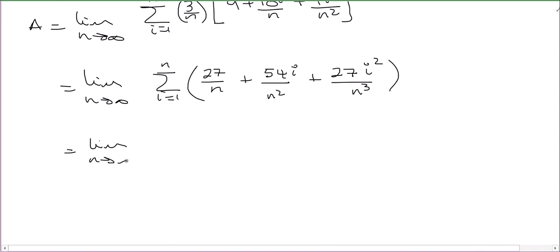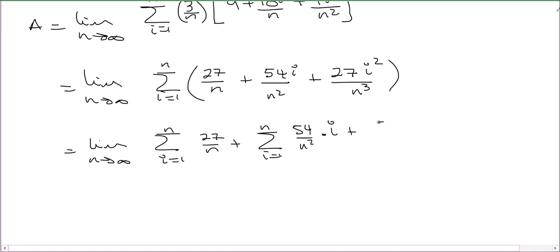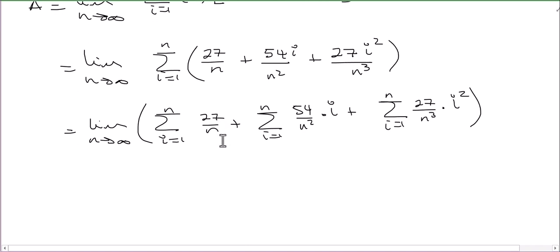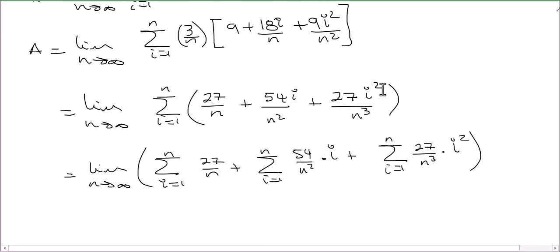I have my limit as n goes to infinity. I haven't taken any limit, so I have to keep writing the limit. So I'm going to have the summation i equals 1 to n of 27 over n plus summation i equals 1 to n of, and I'm going to try to separate the constant from the i, and then plus summation i equals 1 to n of 27 over n cubed. Again, separate the constant from the i. And so I'm taking this limit, and now, right, there's no i in here, so this is our constant. So I get to use this one.